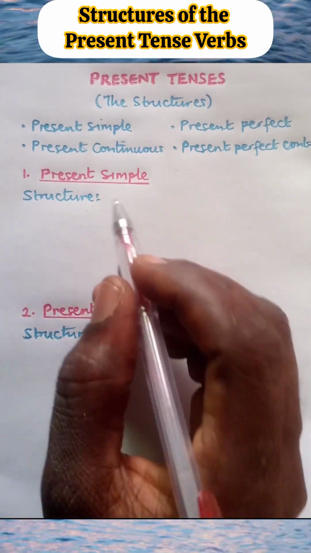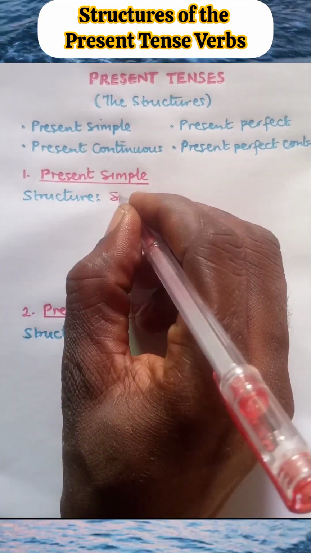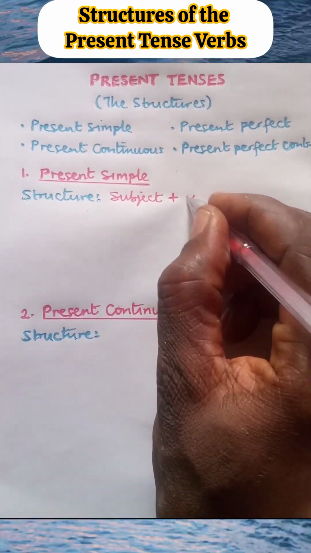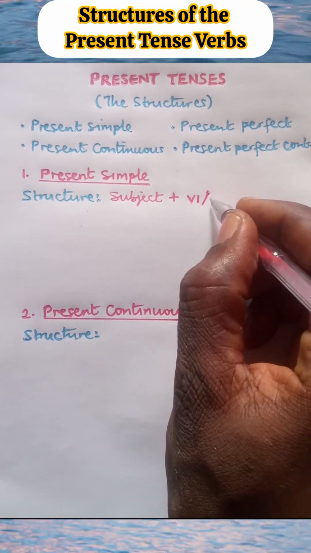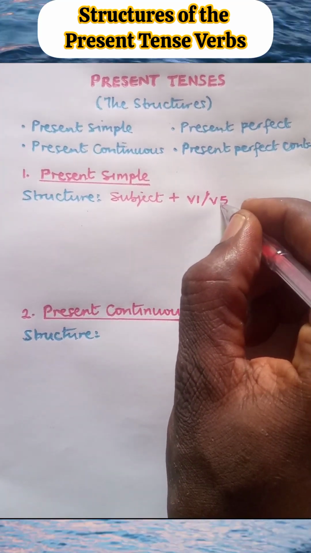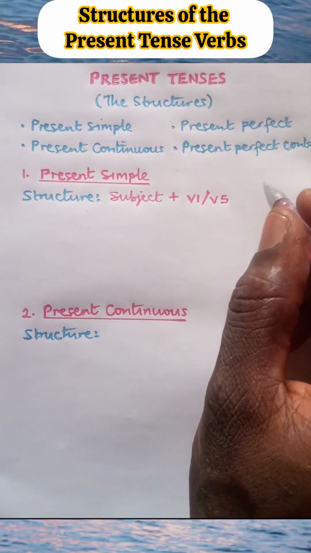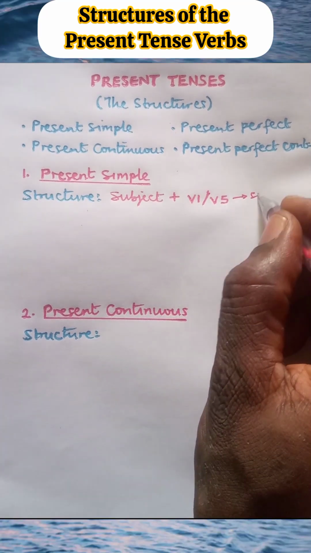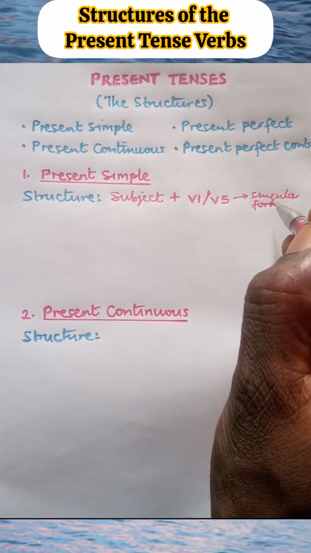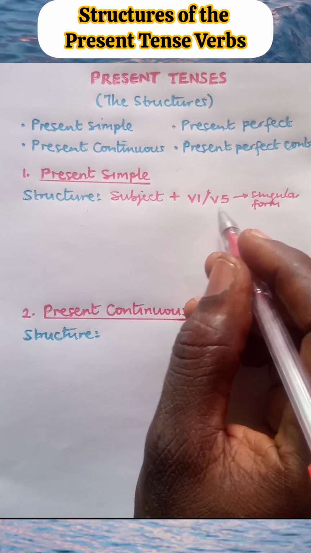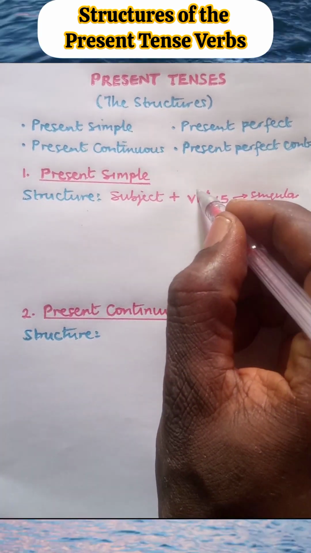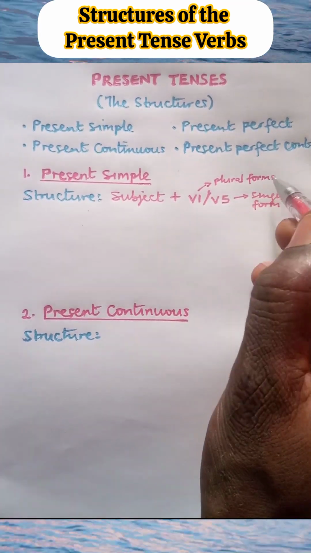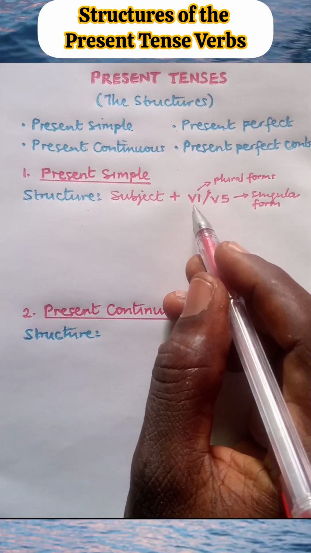Now, here is the structure. We have the subject, that is the subject of the sentence, plus either a V1, that is verb 1, or a V5, that is verb 5. Now, for the sake of those that may not understand what verb 5 are, verb 5s refer to verbs in their singular form. So, all singular verbs are verb 5, while verb 1 refer to verbs in their plural form. So, all plural verbs are verb 1.